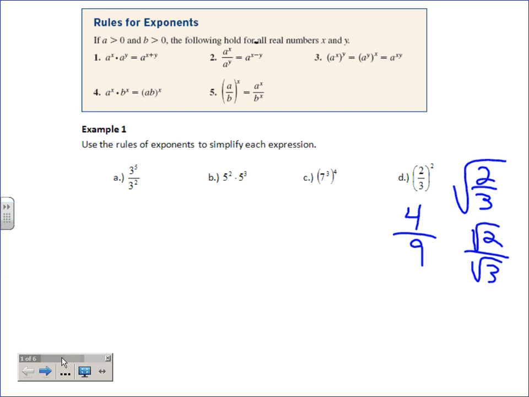Yep. Is it okay if we leave it 2 squared over 3 squared or no? That's okay. The question was, can we leave it 2 squared over 3 squared? That's probably all right. But my purpose there was to show you that you can just square the numerator and square the denominator.